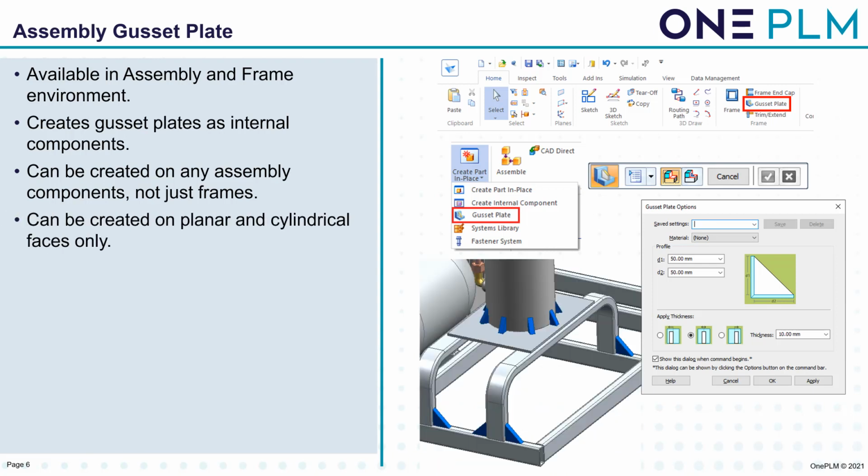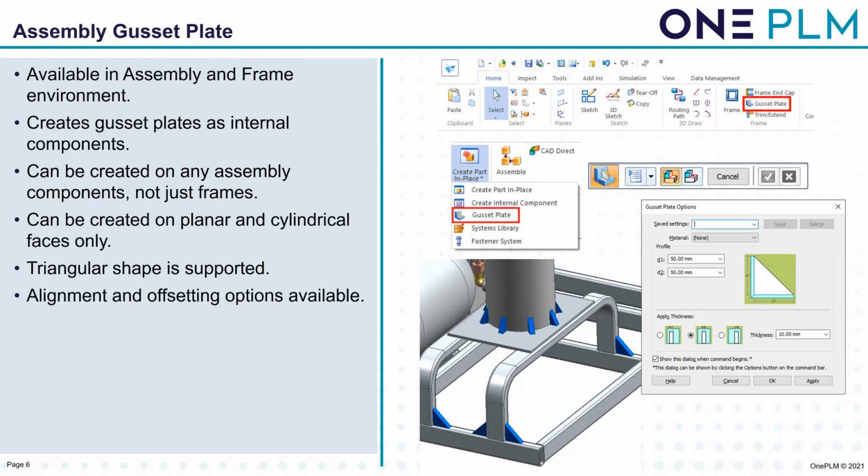It can be created on planar and cylindrical faces only, so no B-spline curve, surface style faces or any really complex geometry. We've only currently got a triangular shape supported at the moment, but I have heard from development that there are plans to have some other shapes added in the future. Alignment and offsetting options are available. You can see we've got the thickness options, and then the profile sizes. Once we've done that, we then get those offset options available as well.